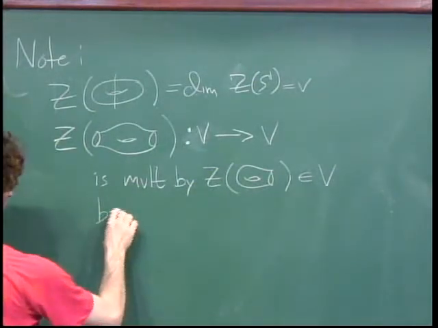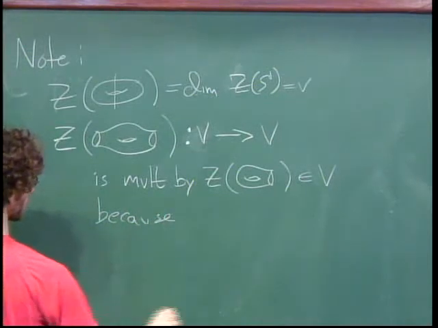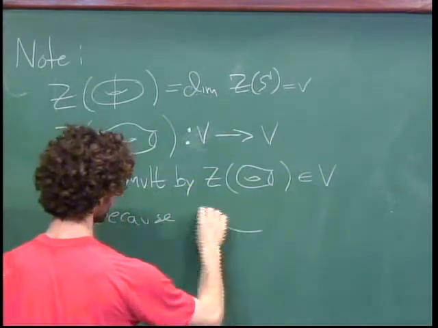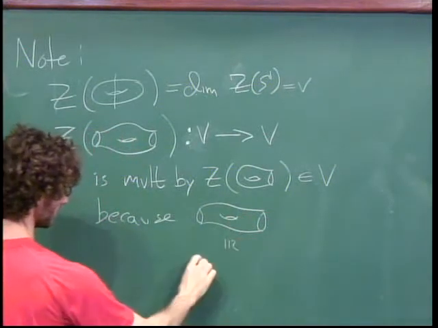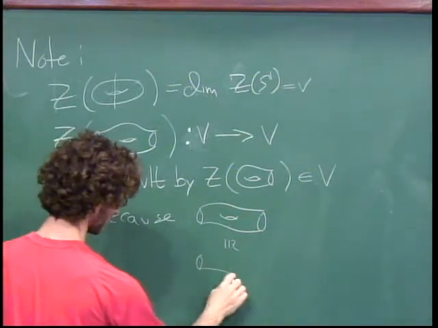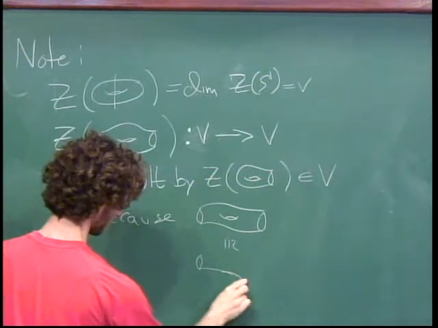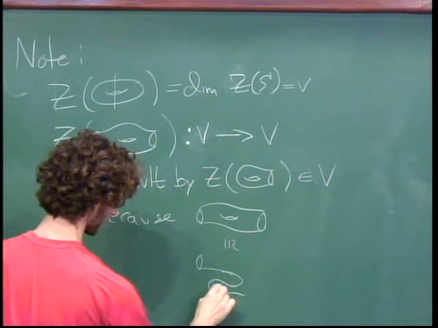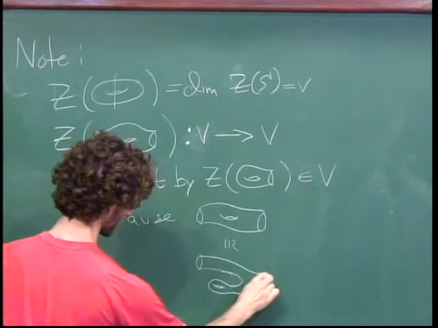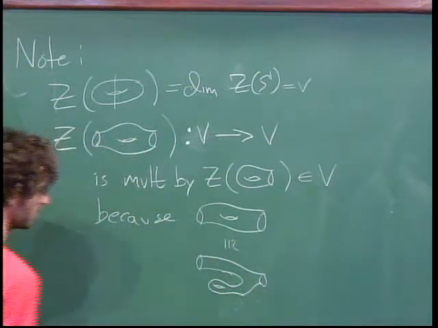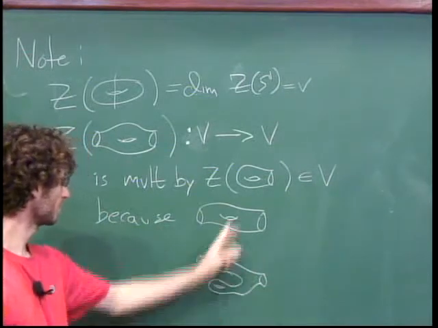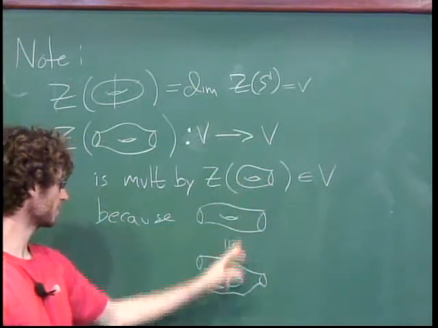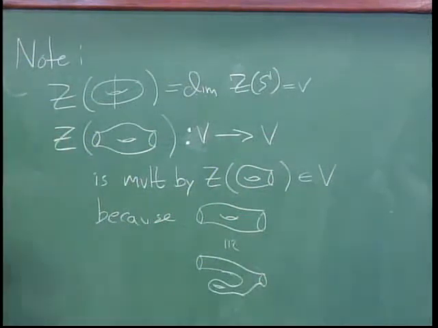So why is that? Well, because this is diffeomorphic rel boundary to this surface. I took whatever I was starting with, and then I multiplied in this thing, which is called the handle element, and it's the same as that surface, so that shows that.